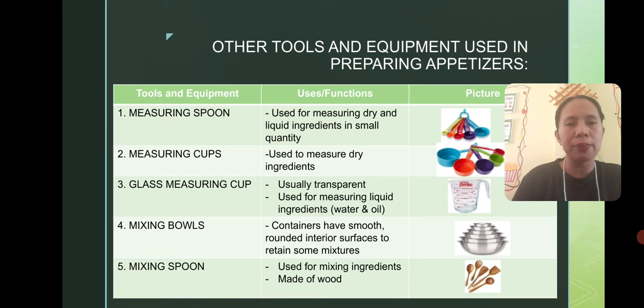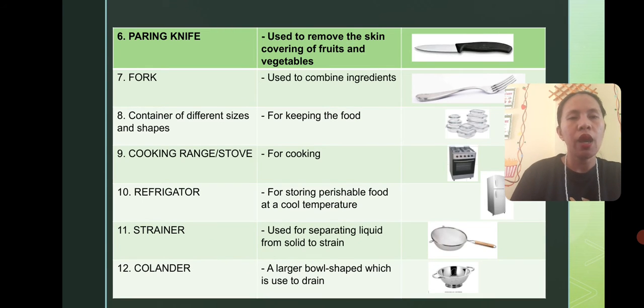Next is the measuring cups, used to measure dry ingredients. Glass measuring cup, usually transparent, used for measuring liquid ingredients like water and oil. And then mixing bowl. Containers have smooth, rounded interior surfaces to retain mixtures. And mixing spoon, used for mixing ingredients, and it is made of wood. Paring knife, used to remove the skin covering of fruits and vegetables. Fork, used to combine ingredients.